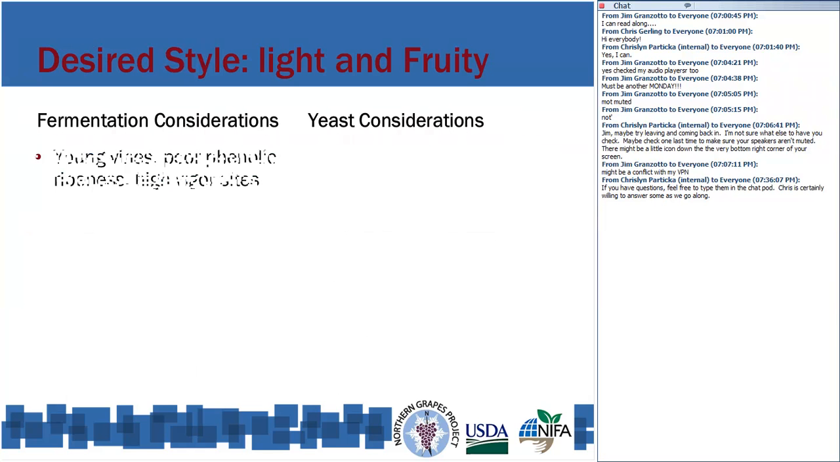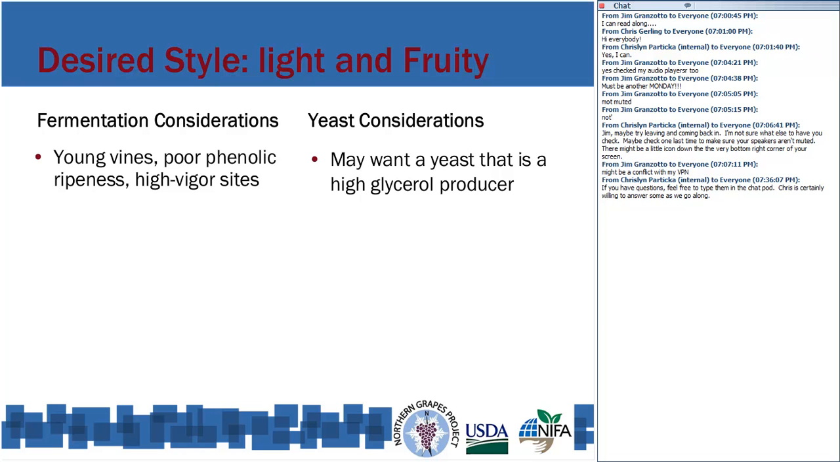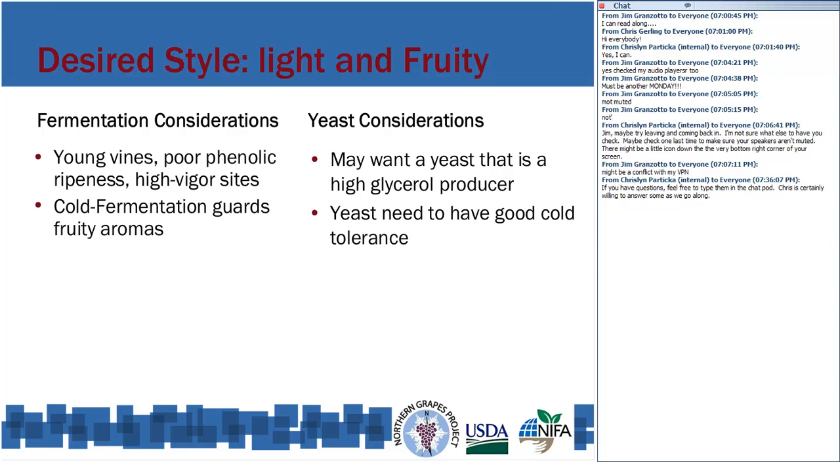So let's say you want to make a light and fruity wine. You have some young vines, or maybe you didn't get good ripeness, or you have a high vigor site where you didn't get that good ripeness. So you may want to choose a yeast. One of the considerations is maybe you're going to lack mouthfeel, so you want a higher glycerol producing yeast. Often you're going to be fermenting these wines at cooler temperatures, so you want to make sure you have a yeast that's going to tolerate the temperatures that you want to ferment them.